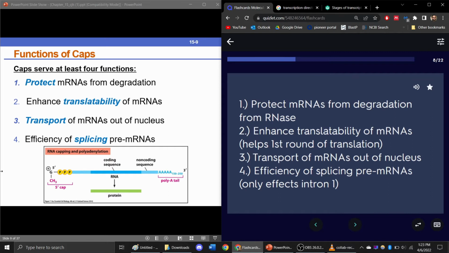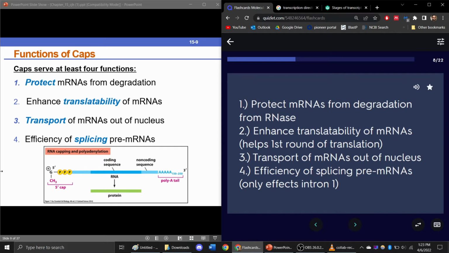Another reason is it increases translatability. And later on, there's a little graph in the PowerPoint that shows the relationship between caps, tails, and translatability. We'll get to that. But just by having a cap, it increases the efficiency by which proteins can be made off of the mRNA. It also helps with transport. So by having a 5' cap, it'll be easier to transport the mRNA out of the nucleus to the cytoplasm, to where it can then interact with your ribosomes.